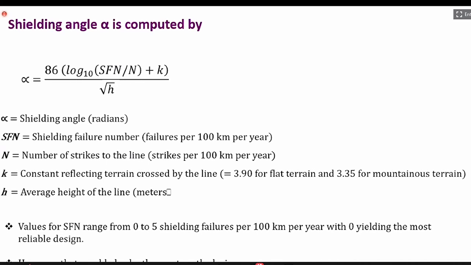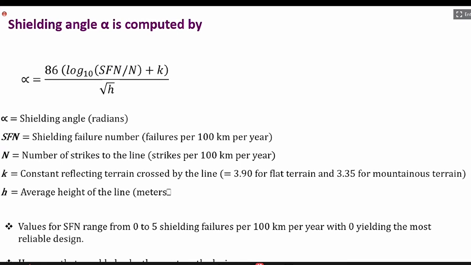SFN is called the shielding failure number. That is failures per 100 kilometers per year. This is something that we want. We want means we decide. SFN has a number from 0 to 5. If you look at the one before last line, that means 0 to 5 shielding failures per 100 kilometers per year.